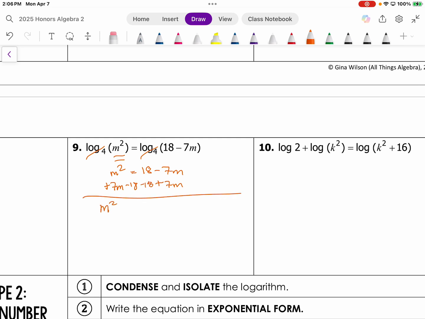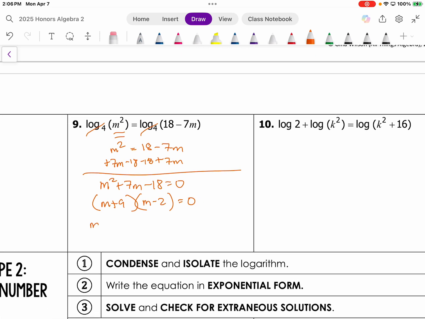I got to get everything over here. And then I got to factor. Told you that word just keeps coming up over and over and over again. So I get my m is equal to negative 9, m is equal to negative 2. And then I have to go in and check, do they work? Do they both balance?